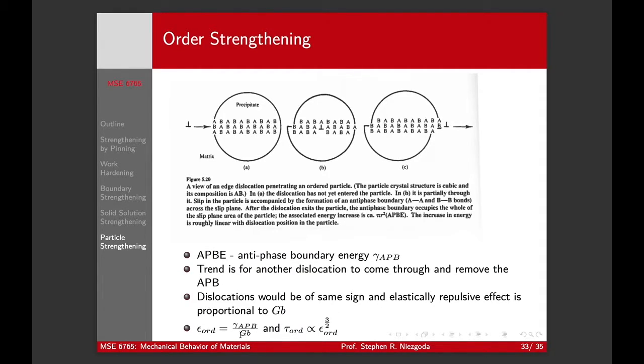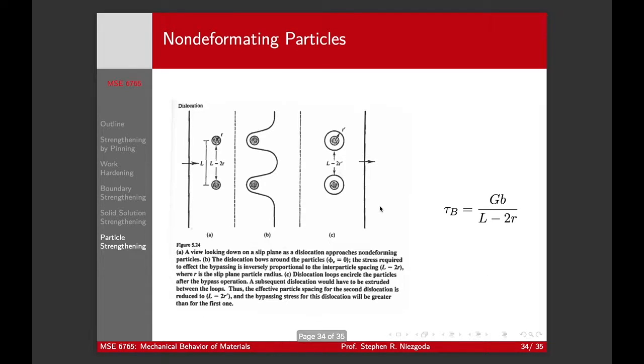And it's proportional to the antiphase boundary energy, basically to the 3/2 power. Right? And again, we're not going to derive it. It's more important just to understand the physical basis of where it comes from. Okay? So that was for particles that we can cut through. Well, what about particles that we can't?